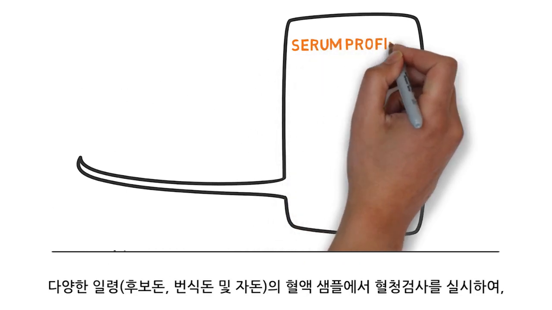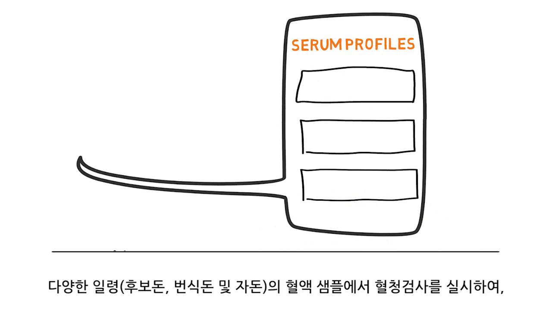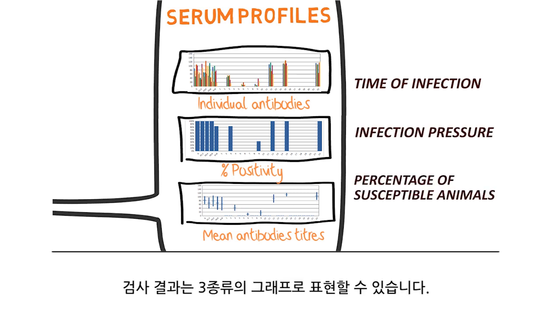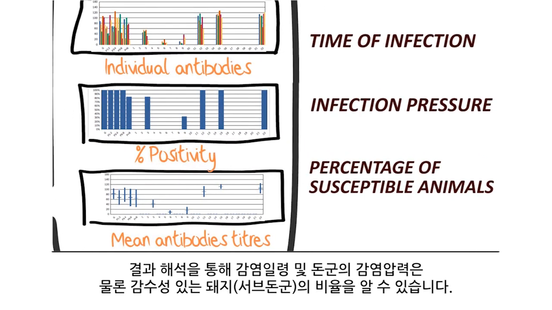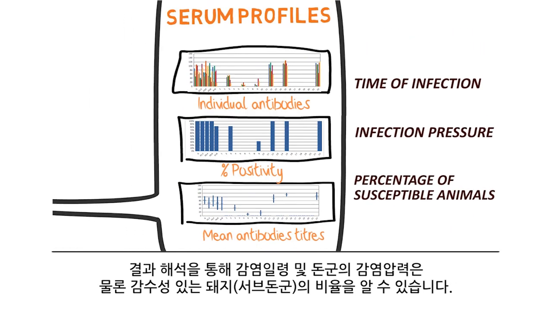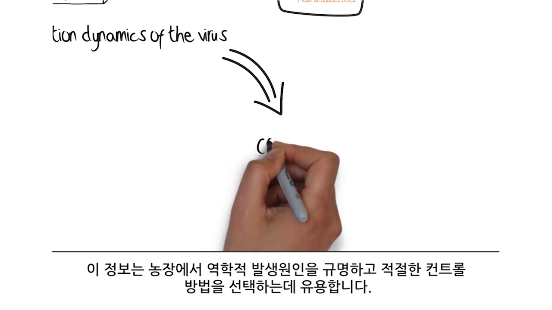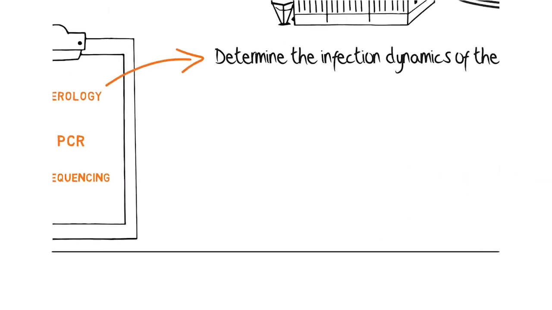Bleeding animals at different ages, gilts, breeders, and growing pigs, will enable us to obtain the serum profile of the farm, which will provide information on its immunological and clinical status. Results obtained may be presented in 3 types of graph. Analysis of the results helps to determine the age of infection, the infection pressure of the herd, as well as the percentage of susceptible animals. This information is useful for determining the epidemiological status of the farm and applying the appropriate control measures.